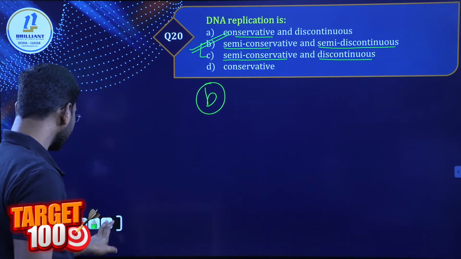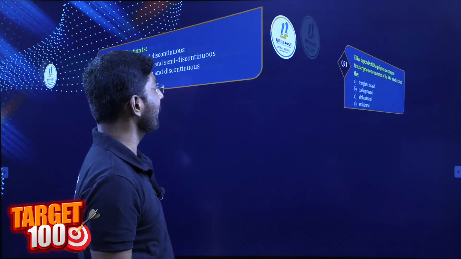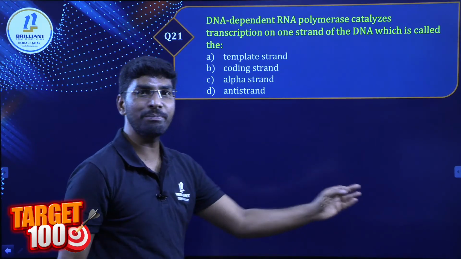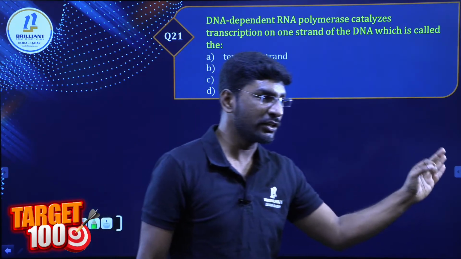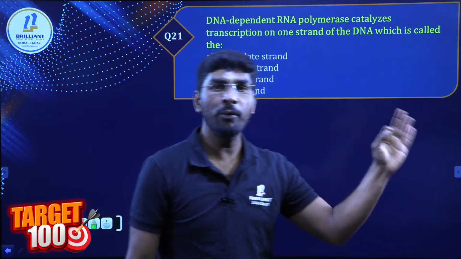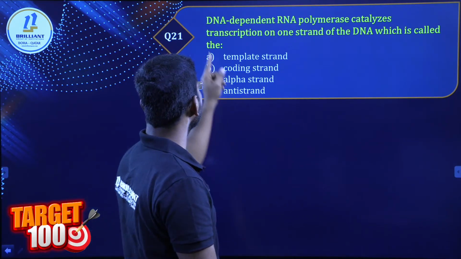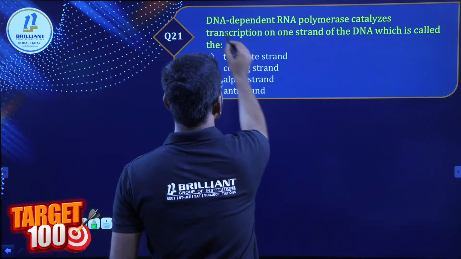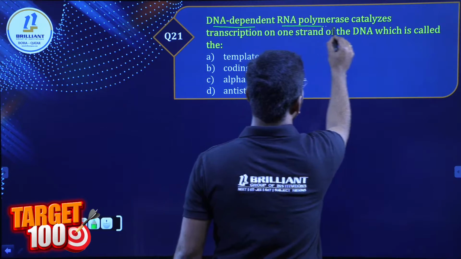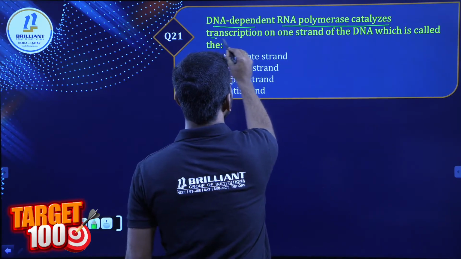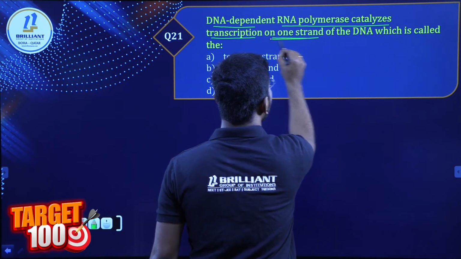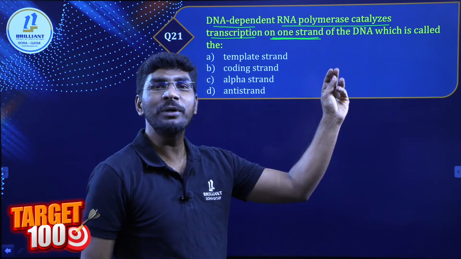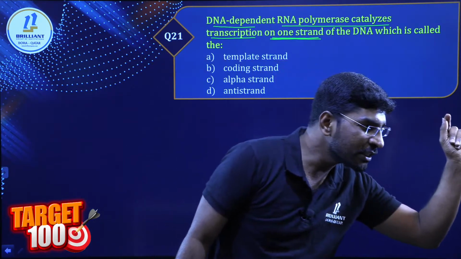21st question. I will cross check. Very simple, everyone knows this. Just now I told you. How many of you know this? Come on, answer me. DNA dependent RNA polymerase catalyzes transcription on one strand. Which strand is that? We know this one.